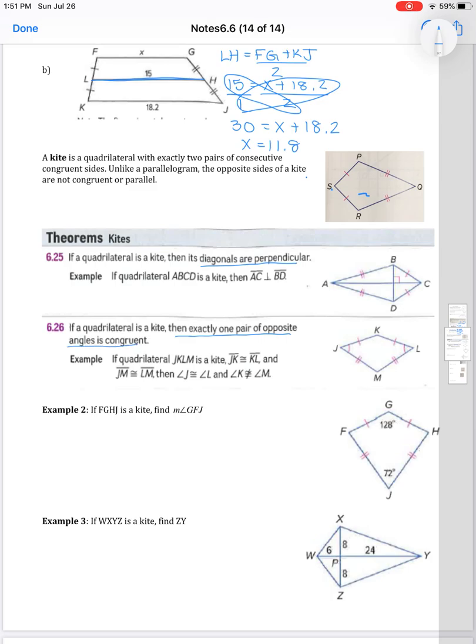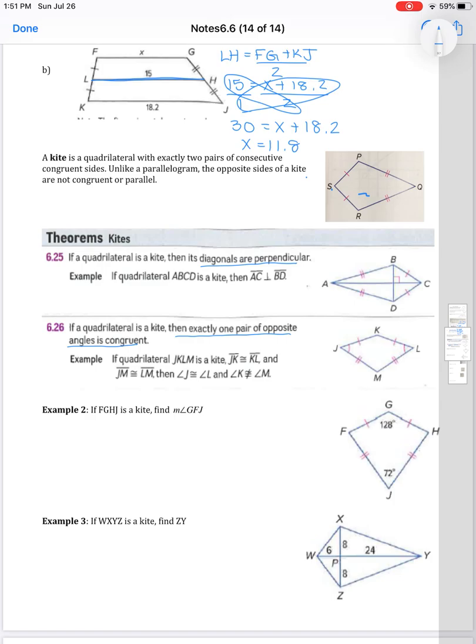All right, second shape is a kite. So a kite is a quadrilateral with exactly two pairs of consecutive sides being congruent. But unlike a parallelogram, the opposite sides of a kite, they're not congruent to each other and they're not parallel. So again, it says a kite is a quadrilateral. It does not say that it's a parallelogram.